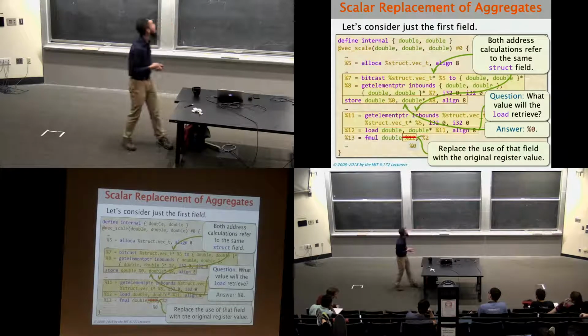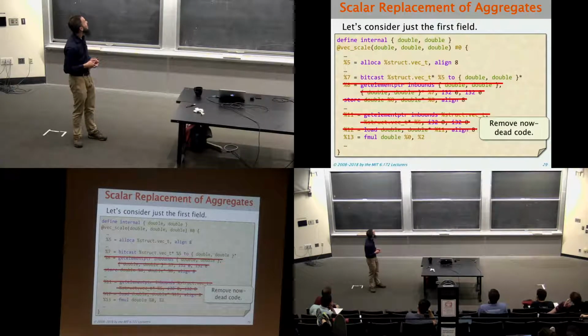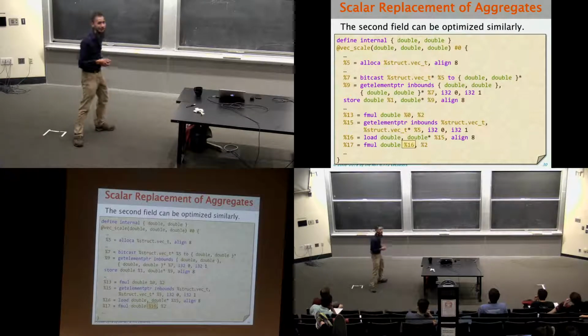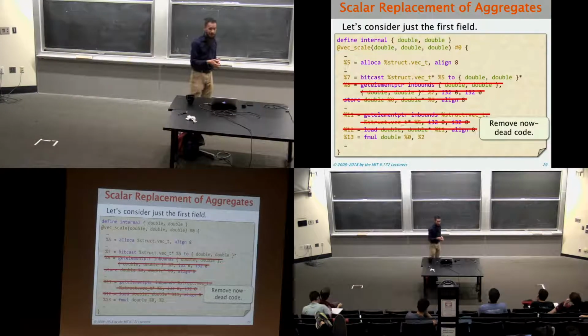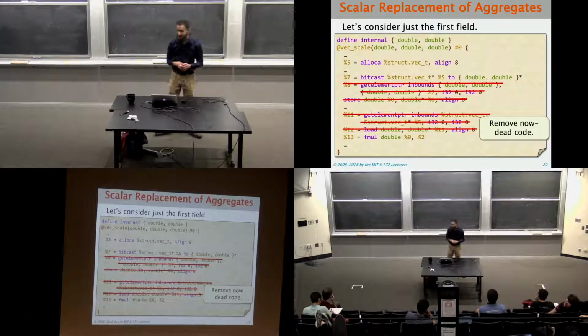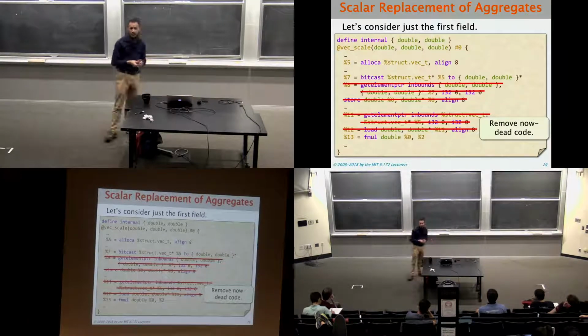Delete the dead code. Delete all of it. Remove the now dead code, which is all of those address calculations as well as the load operation and the store operation. And that's pretty much it. Yeah, good. So we replaced that operation, and we got rid of a bunch of other code from our function. We've now optimized one of the 2 fields in our struct.